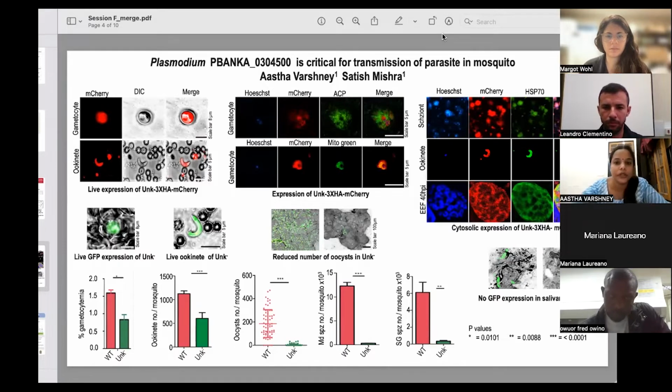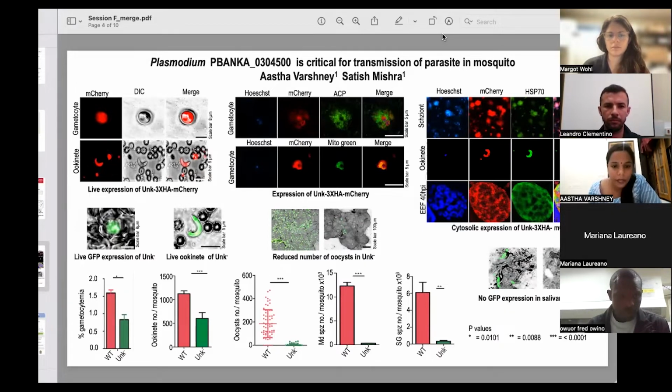Next we attempted to co-localize it with different markers like the apicoplast marker ACP, the mitochondrial marker, as well as HSP70, which is a cytosolic marker, and found that this gene is highly expressed and localized in the cytosol. Next we attempted to generate its knockout to understand its role in the Plasmodium life cycle. We generated a knockout by the double crossover homologous recombination method, and the confirmation was done by GFP expression as well as PCR genotyping integration check.